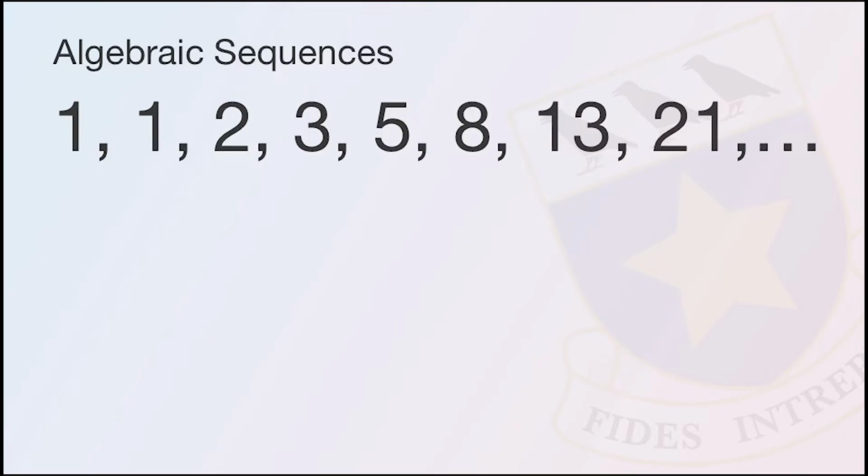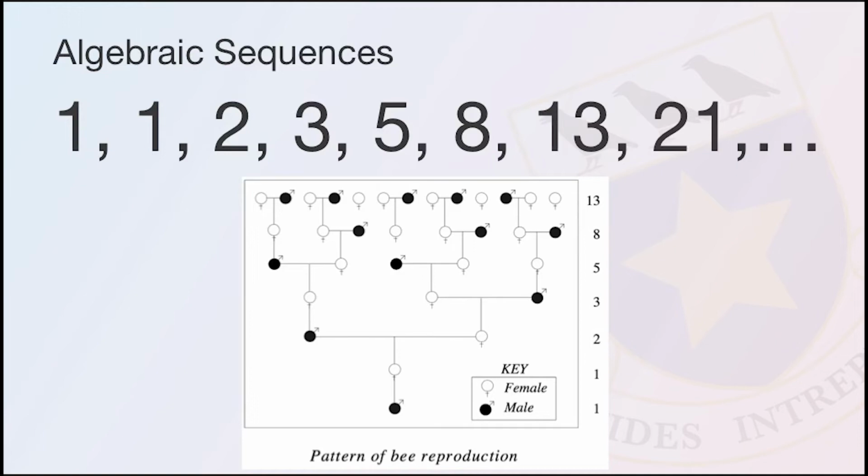Now, this sequence of numbers appears a lot in the natural world. For example, you could see it in the arrangement of leaves on stems, or maybe petals on flowers, or in this case, we've got the pattern of bee reproduction. So when bees give birth and they have either male or female, this is a pattern that occurs in the reproduction of bees, and it's all over the natural world.